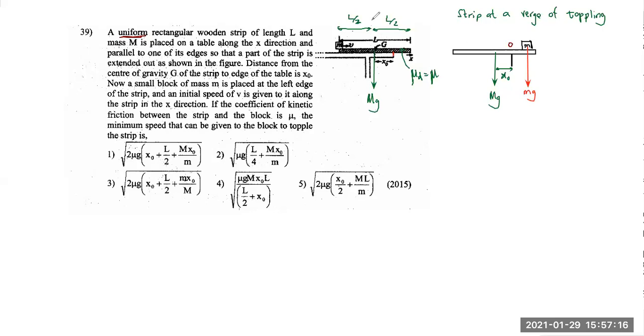Now here I have to definitely mark R acting on the strip. But here I have not marked R because the strip is at the verge of toppling. Imagine when it's at the verge of toppling, the contact between the table and the strip is almost lost.